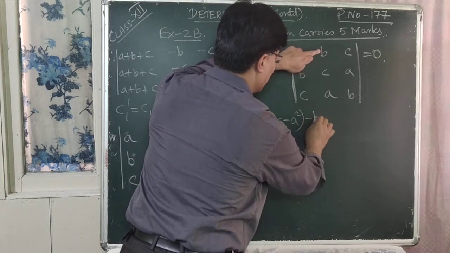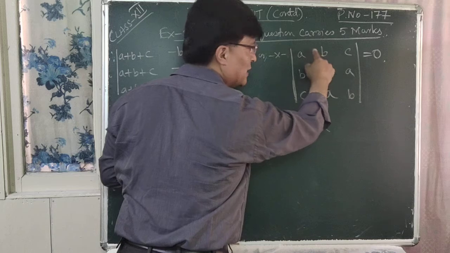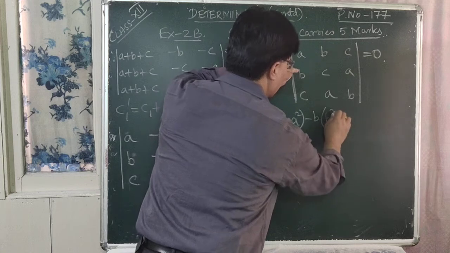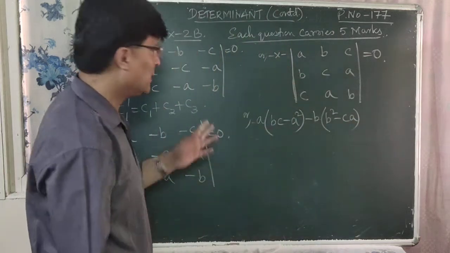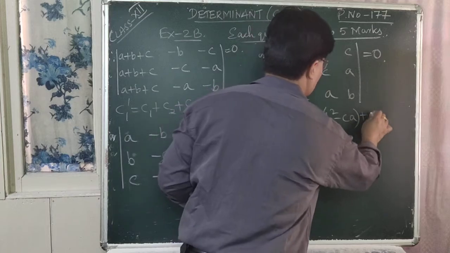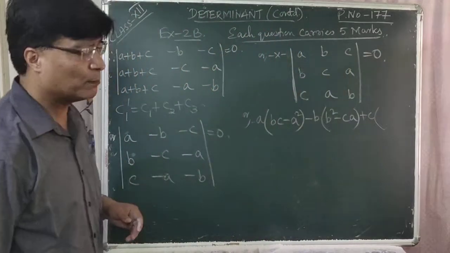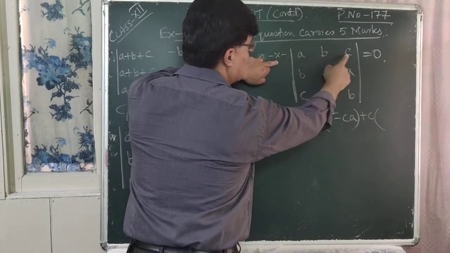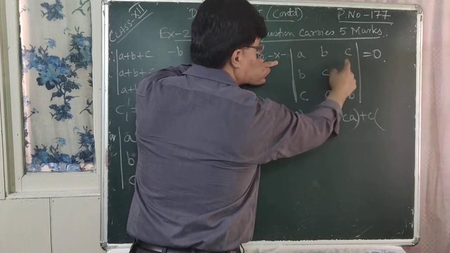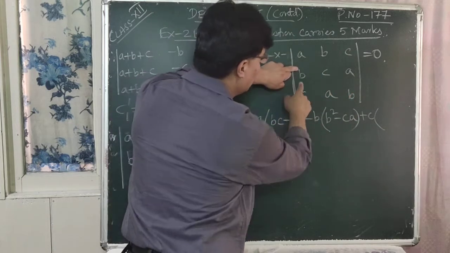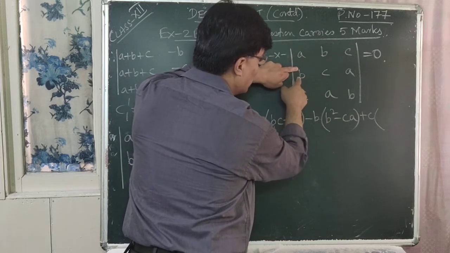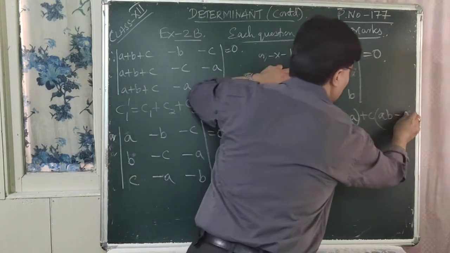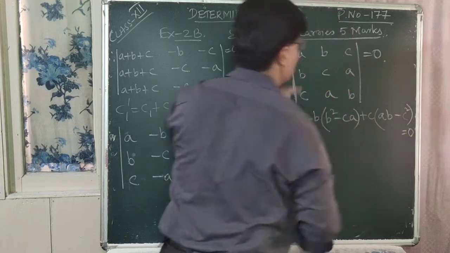Then comes minus B, delete the row and the column through the element B, that is first row and second column are deleted. B A, C B, B into B, B square minus CA, right? Then comes plus C, that is the third element from the first row. Now delete the row and the column through the element C, that is first row and third column are deleted. So what remains? B, C, C, A. Now cross multiply: B by A, so it is AB, minus C into C, C square. Which is equal to 0.